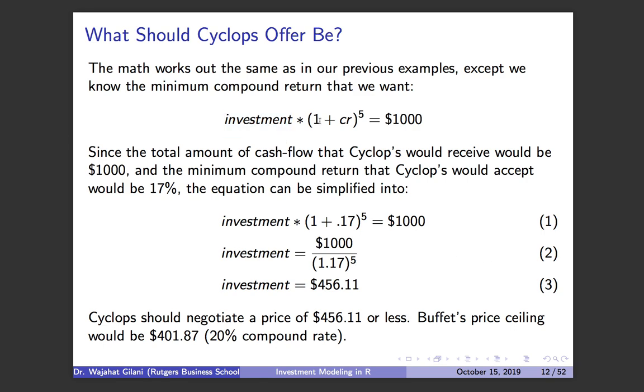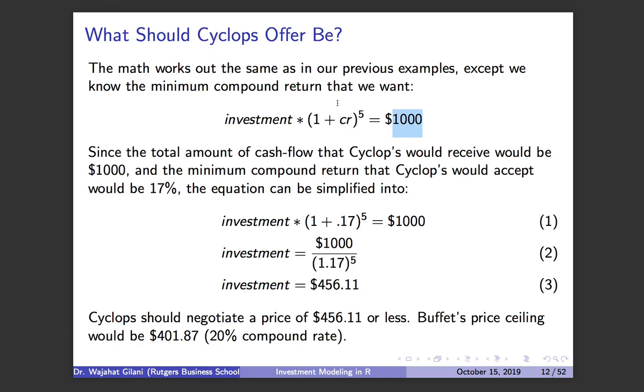You have your formula for compound return, 1 plus whatever this rate is, over 5 years. Except this time, we know what we want that investment to equal. We want it to equal $1,000 because that's what we're getting from the investment. So the question is, what is the principal amount? What is the amount we invest? What is the amount that Cyclops pays Wolverine, so that this equation right here will be equivalent to $1,000? All right? So how do we solve this?